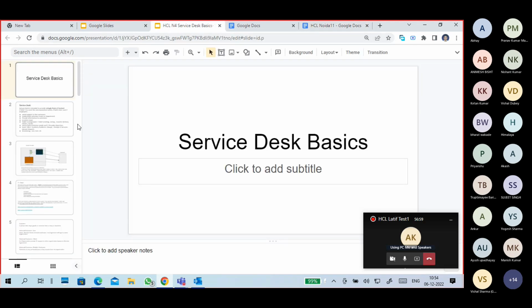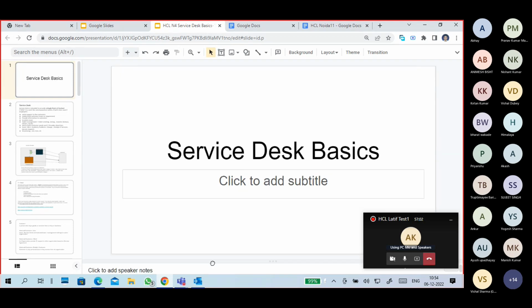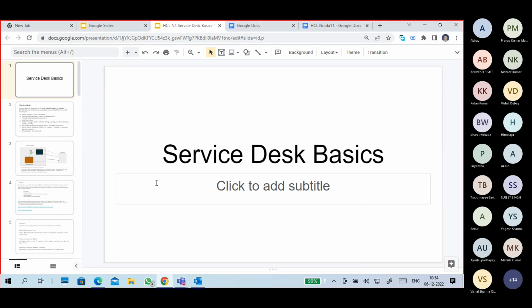So we'll discuss a very basic level of a service desk. In your training, if by any chance the professor is available, or if he is conducting any service desk demo session, then we can also join in there.